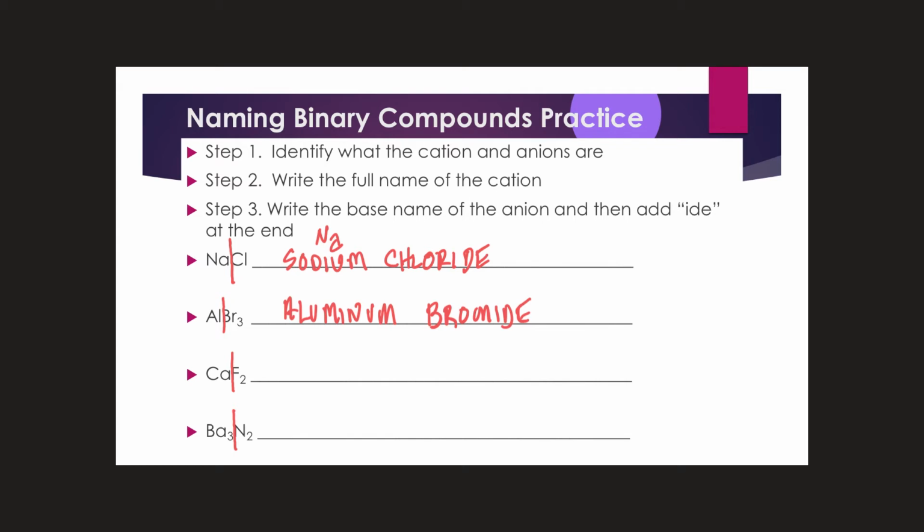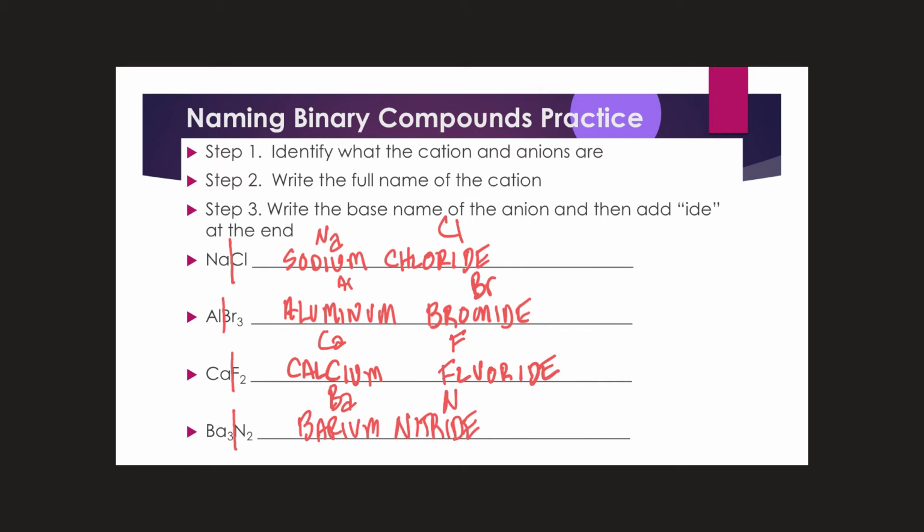So then we go down here to calcium. So we have calcium, Ca. That's the Ca. This is the Al. This is Br, Cl. And then F is fluorine. But we don't write fluorine, we write fluoride. And then the last one is barium. That's Ba. And then nitrogen. So we don't write nitrogen, we write nitride. And there you have it.